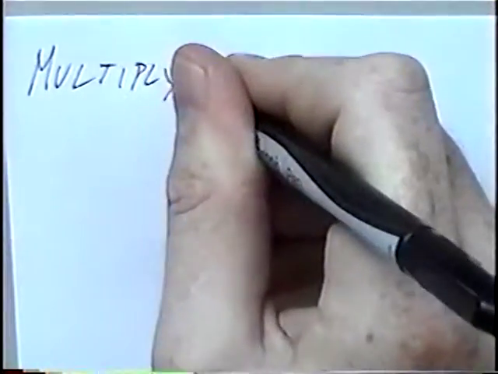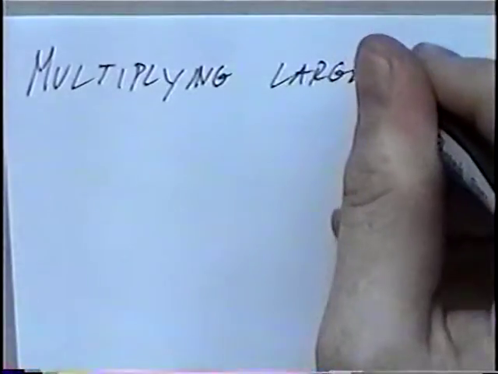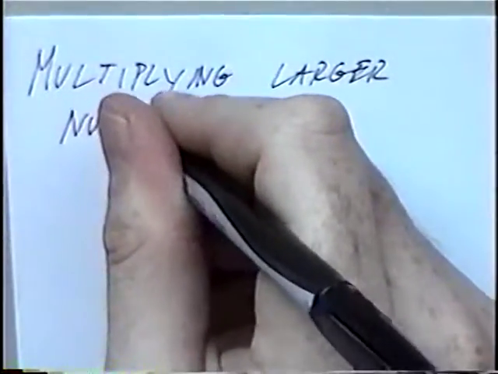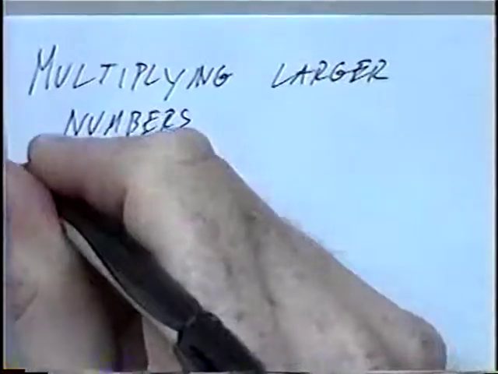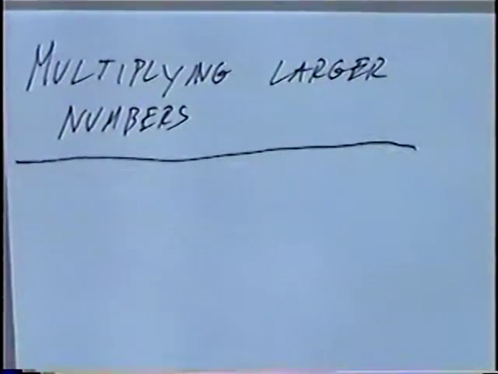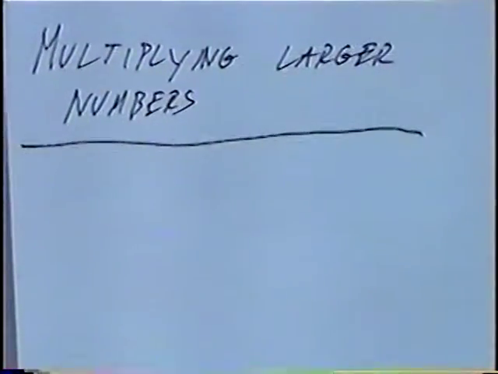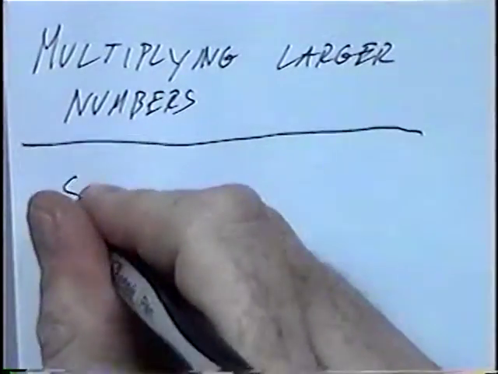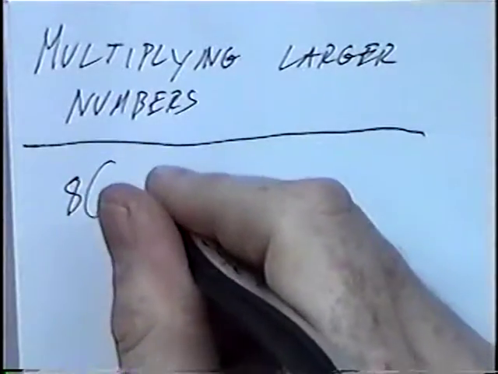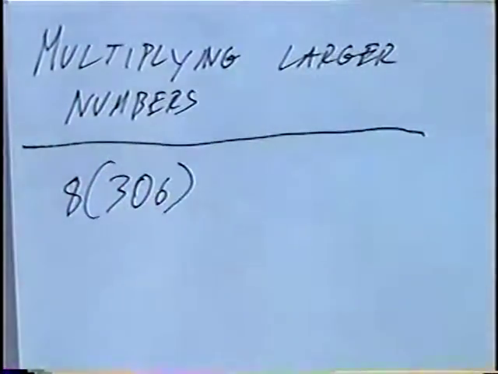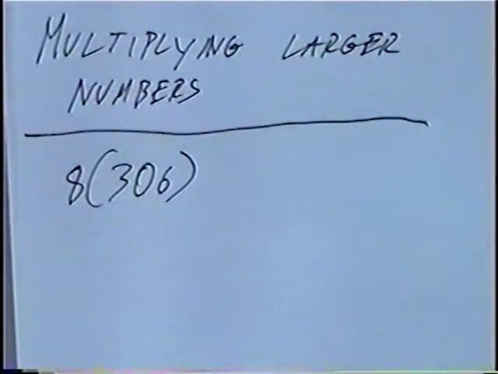Title of the first section today is multiplying larger numbers. In this section, we'll multiply 2 and 3-digit numbers. The first problem is 8, and in parentheses, 306. So the first problem, we're multiplying 8 times 306.